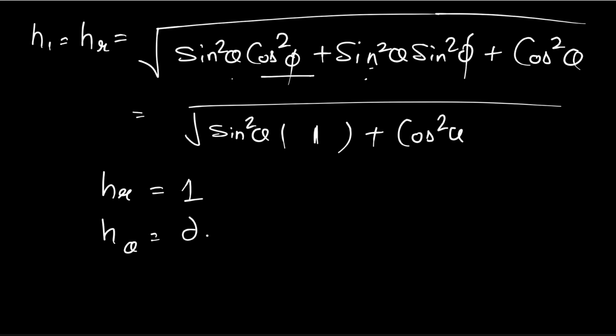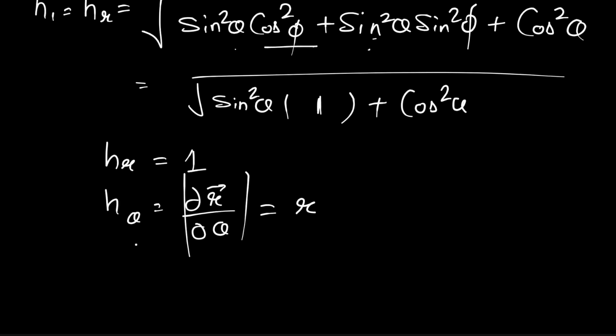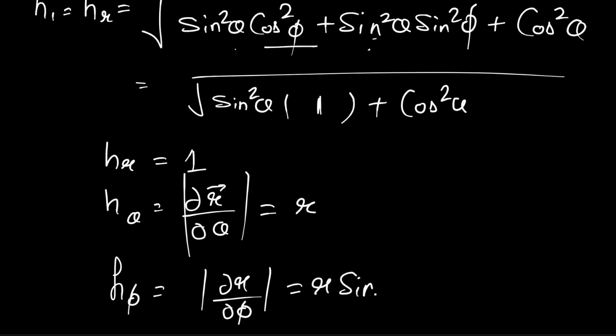And similarly you find the value for theta. H theta is nothing but differentiating r with respect to theta and finding the magnitude, then you get the answer r. And h phi, differentiating with respect to phi and finding the magnitude, you will get this answer. Then you have to remember these hr, h theta and h phi, which makes it simpler to discuss.